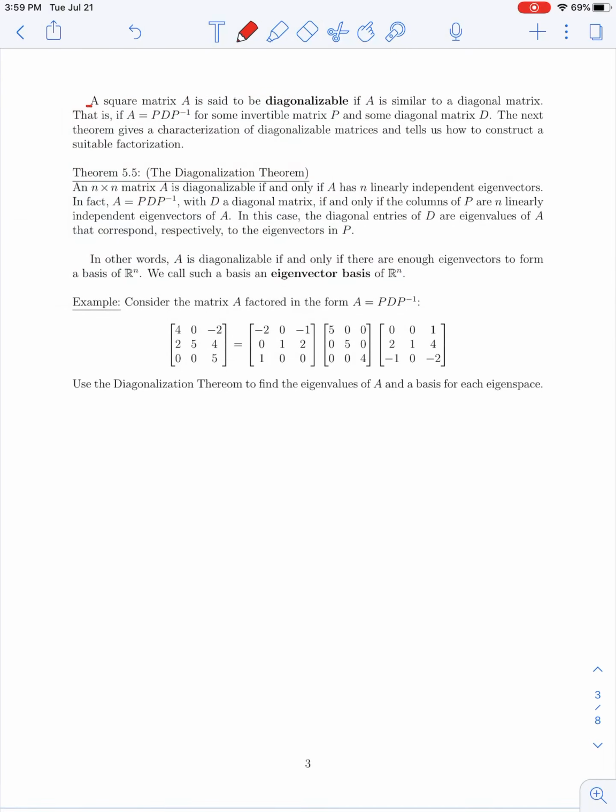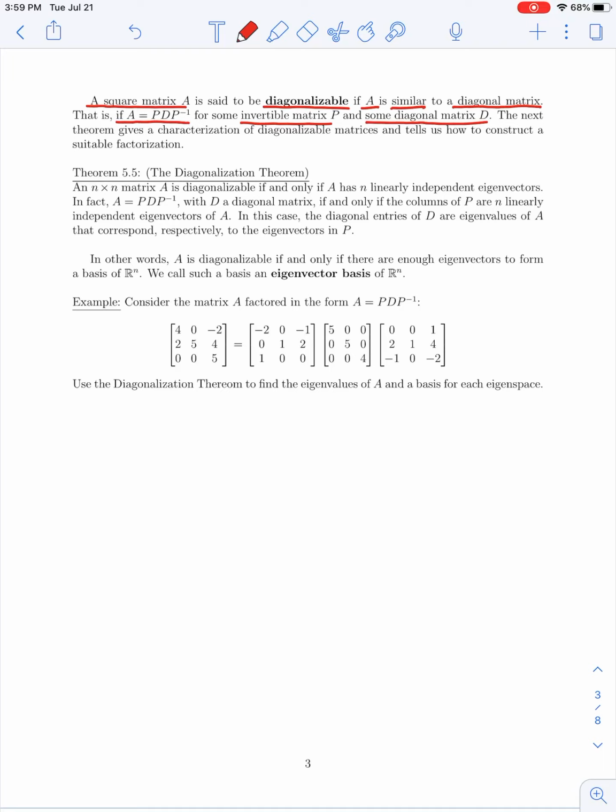We would say that a square matrix A is diagonalizable if the matrix A is similar to a diagonal matrix. So that is, if A can be expressed in the factorization P D P inverse for some invertible matrix P and some diagonal matrix D.